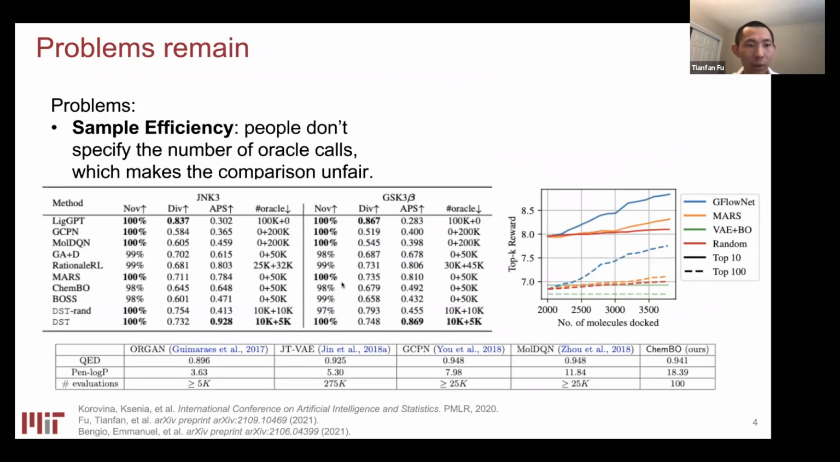The first problem is sample efficiency. People usually don't specify the number of Oracle calls, which makes the comparison unfair. For example, only a very few papers report the Oracle call numbers, and they use different Oracle calls for different methods, which makes it hard to compare these methods.